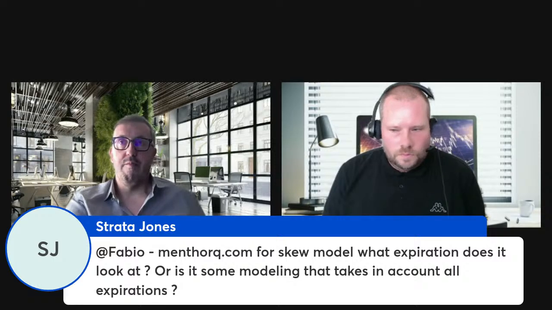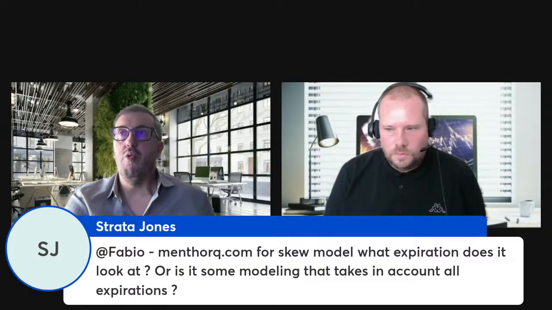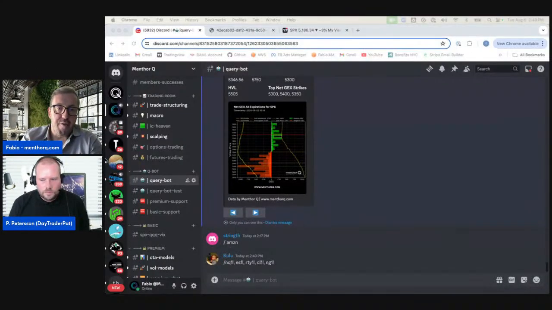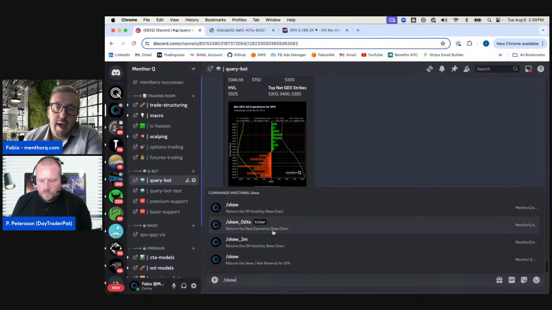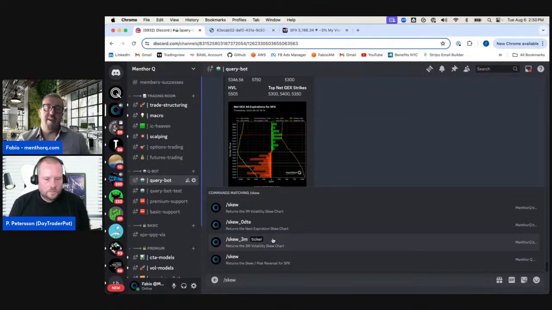A good question from Strada Jones: what skew models do you have and what are the expirations? If we go back to the bot, we have 3 expirations for skew. If you type in the command skew, you have the normal skew, which is the 1 month, and you can read it here. You have the 3 months, and then you have the next expiration. For next expiration, if you are trading SPX or QQQ, that would be the 0 DTE skew. If you're trading NVIDIA or any stocks, that would be the next weekly expiration. So you can use those 3 expirations as well.